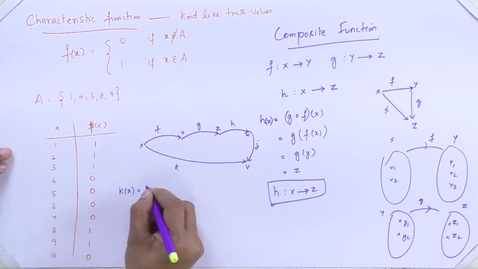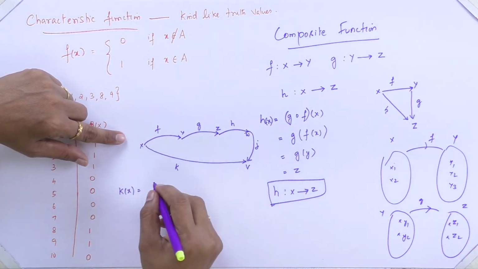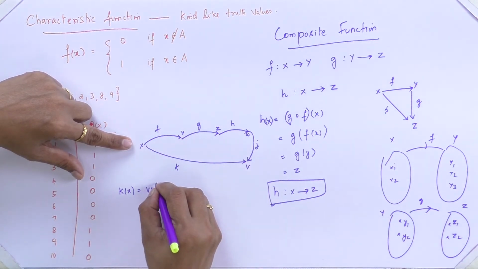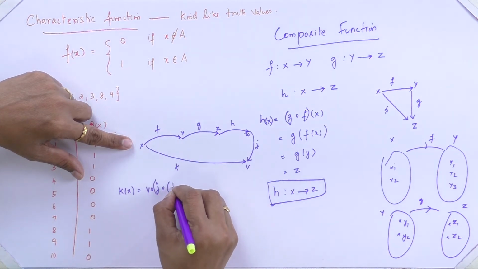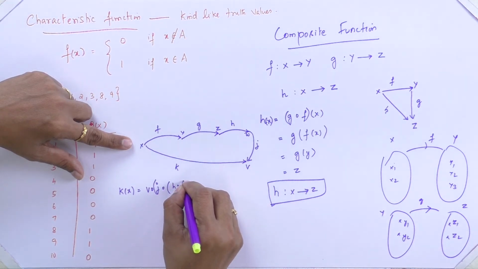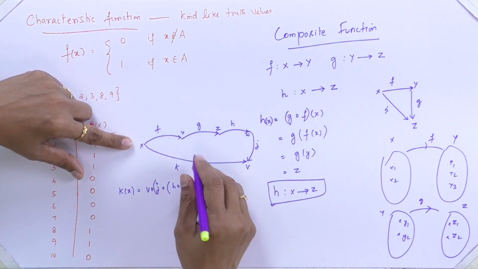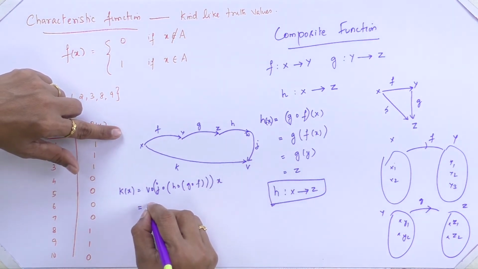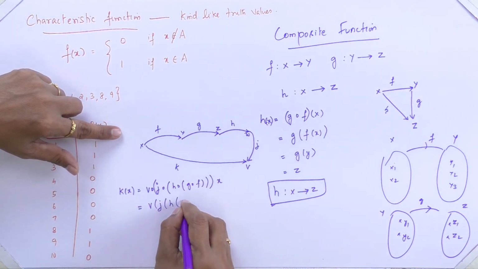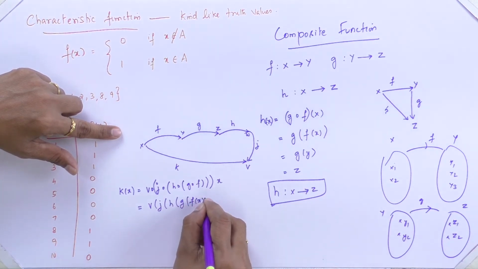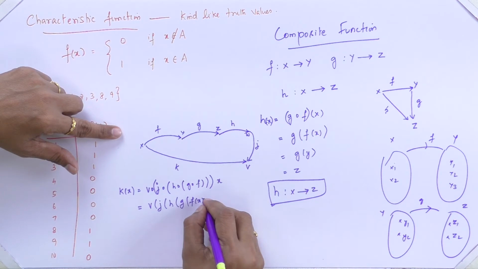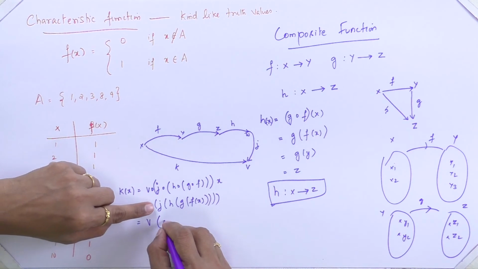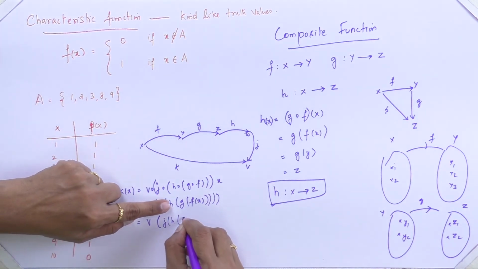K of X is equal to, how do we write it? We'll write it as V composition J composition H composition G composition F, with 4 braces of X. So this is V of J of H of G of F of X. 1, 2, 3, 4 braces.